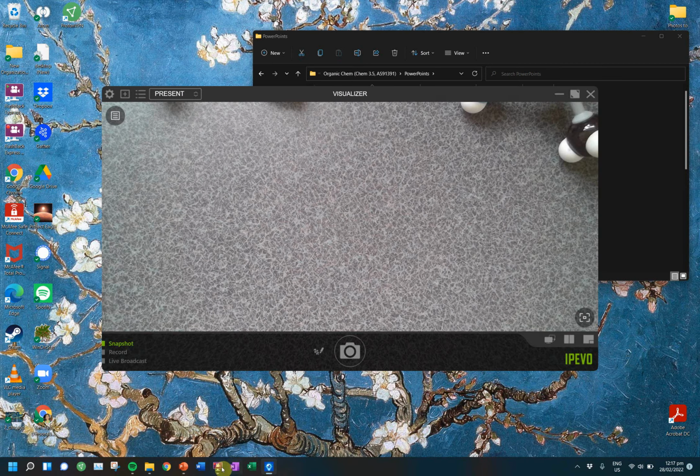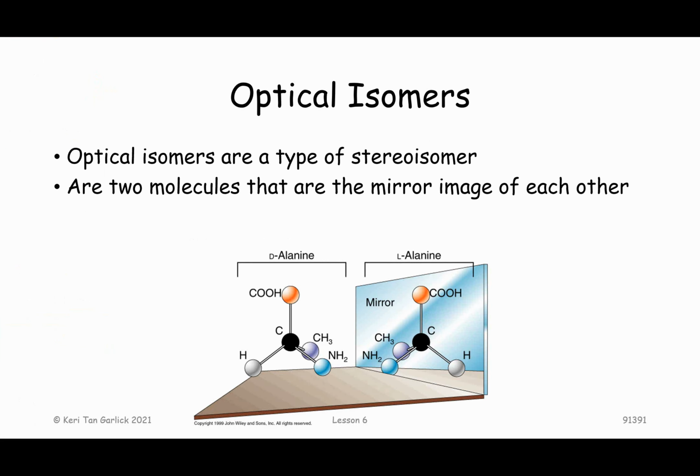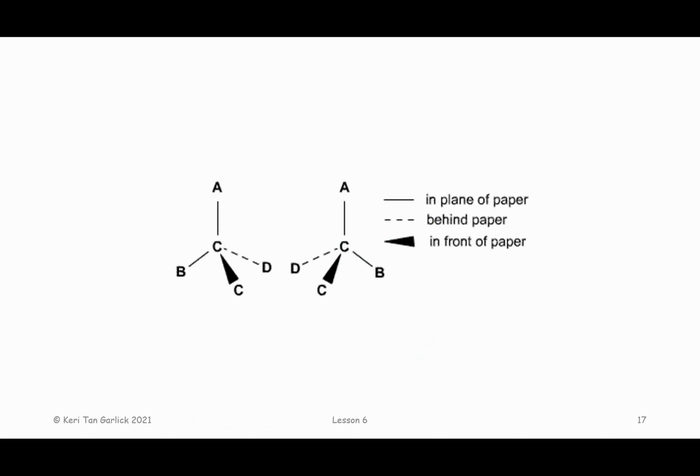So I hope that makes sense. It's kind of one of the harder things to communicate across. But yeah, that's what we're looking at. Mirror images of each other. There's no way we can move it around to create the same image. This is what you'd see when you're drawing it in 3D.